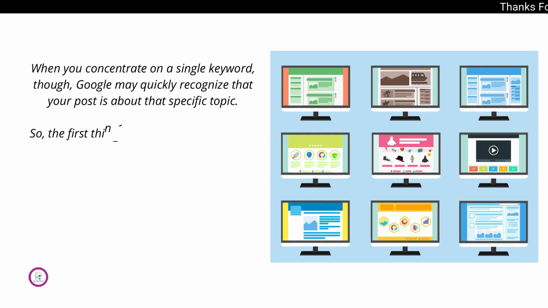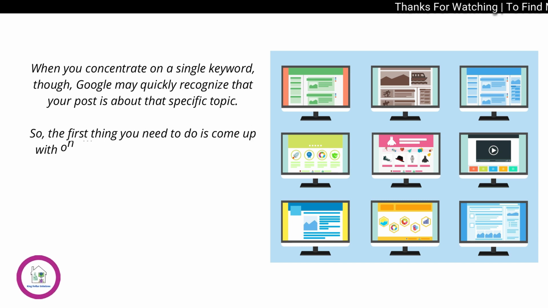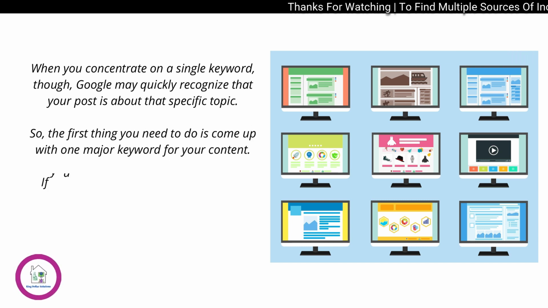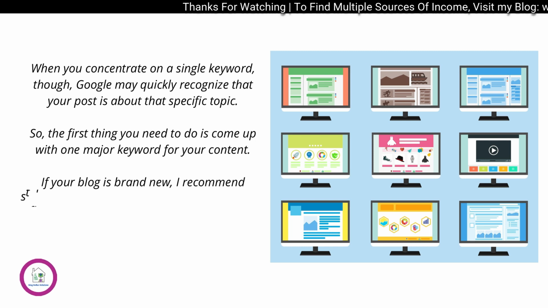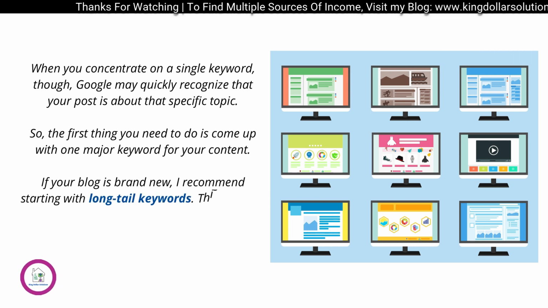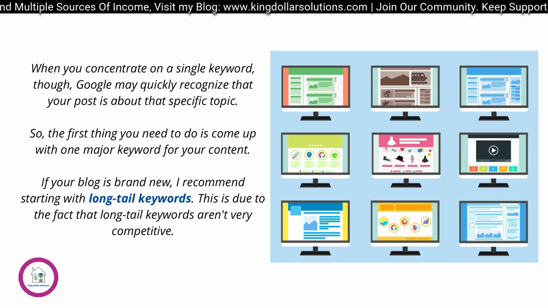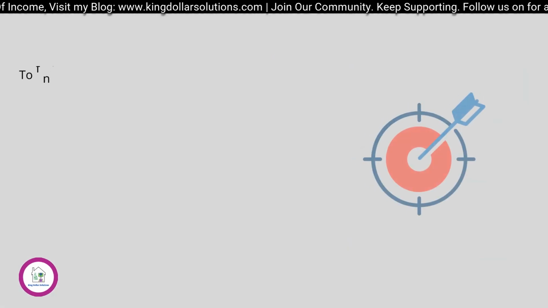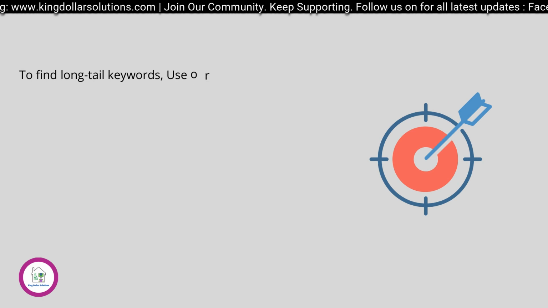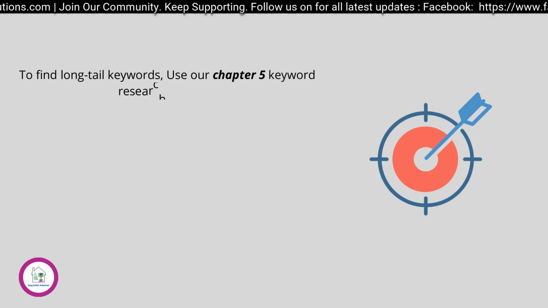So, the first thing you need to do is come up with one major keyword for your content. If your blog is brand new, I recommend starting with long-tail keywords. This is due to the fact that long-tail keywords aren't very competitive. To find long-tail keywords, use our Chapter 5 keyword research strategy.